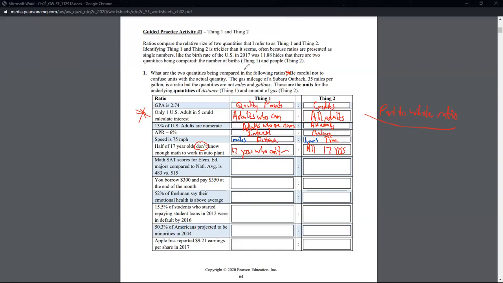I'm going to skip a couple of these. I might leave them for discussion boards. Again, I'm making that decision at the end of class, so hold on, don't leave early or come back and watch later. We're going to skip this one. You borrow 300 and you pay 350. This one will be principal to new balance.